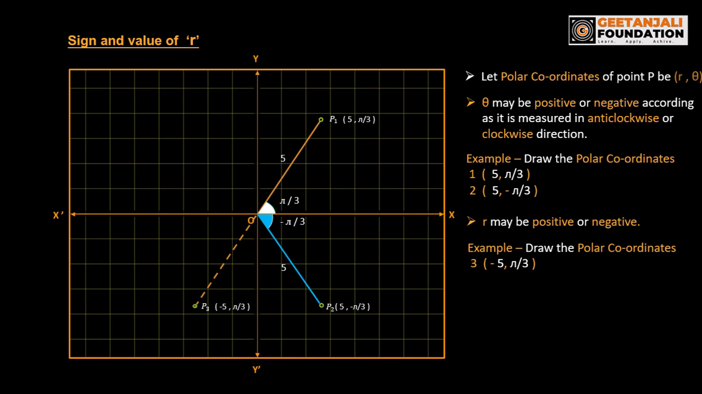Let's understand this by one more example. It is (minus 5, minus pi by 3). You can see in example 2, we have taken point P2 with r as 5 and theta as minus pi by 3. So theta will remain minus pi by 3. To get a negative value of r, we'll take the reflection of this point P2 about the origin, and this point will give us the value of r as negative. So the polar coordinates of this point P4 are (minus 5, minus pi by 3). I hope you must have understood about positive and negative values of both r and theta and also how to plot any point when the polar coordinates are given.